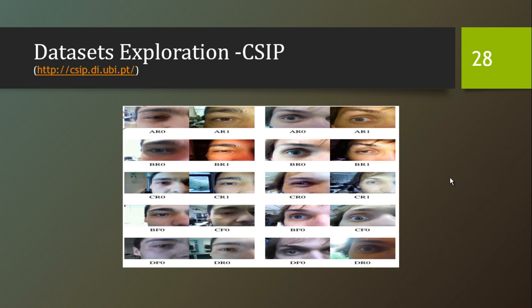These are the sample images from the cross sensor iris periocular data. This is the link given where I have downloaded this data after signing the NDA, non-disclosure agreement, with them.